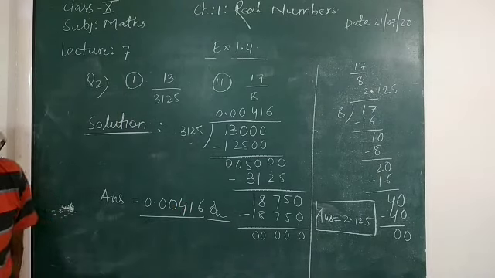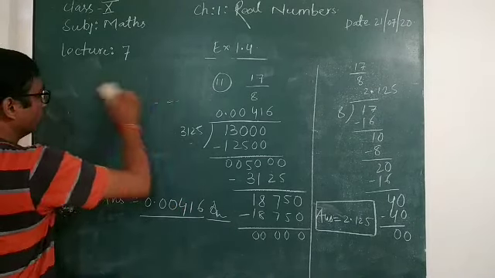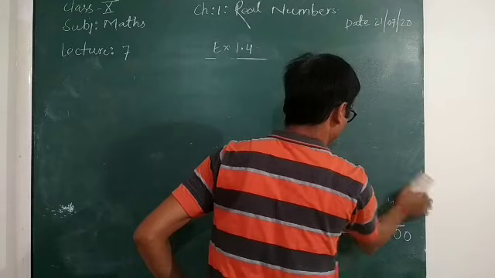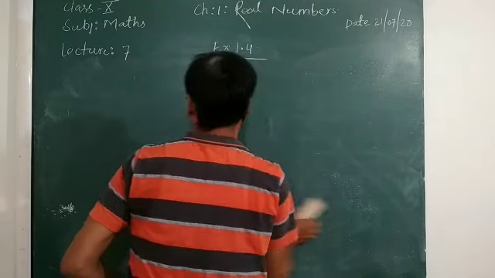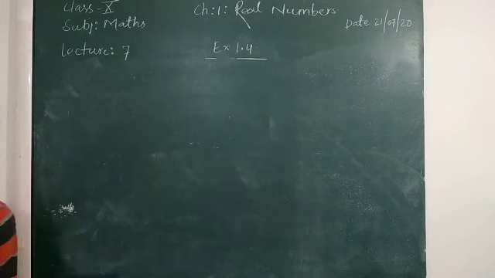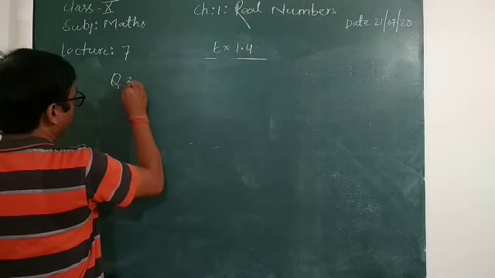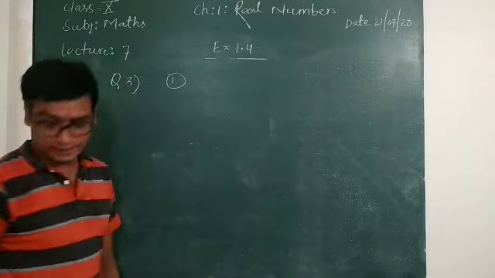Now question number 3 is given. Question number 3 says that the following real numbers have decimal expansions as below, and we have to find whether it is rational and in the form of p by q. So which one you can write in the form of a rational number, and say about the prime factors of q also.